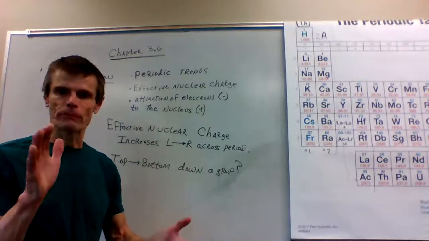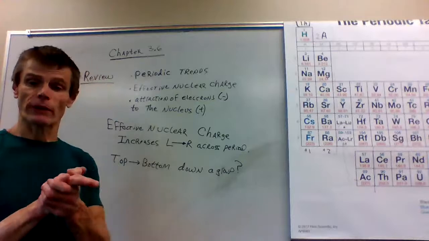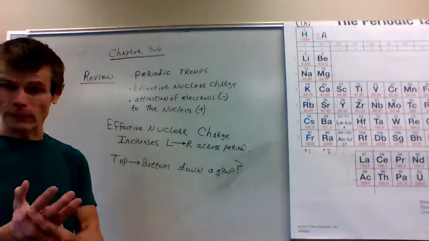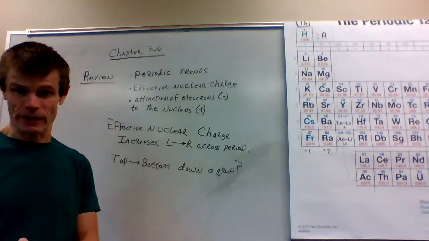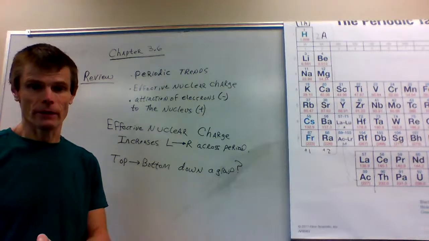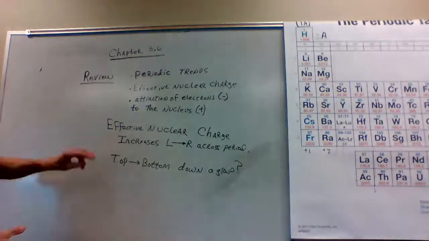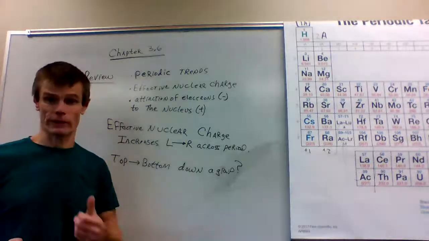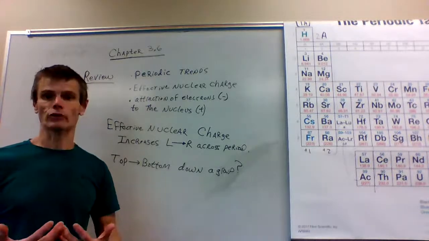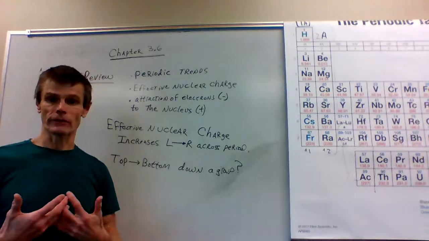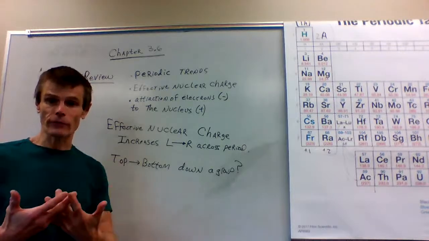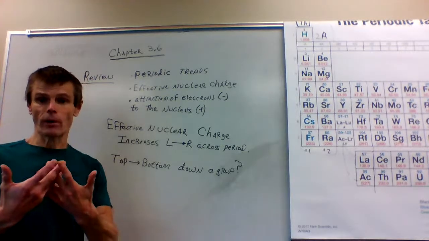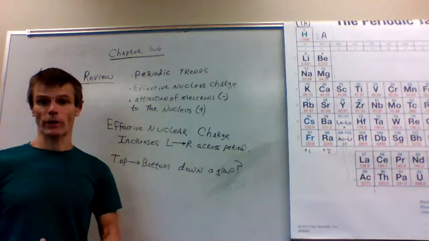Hi, we're going to continue in chapter 3.6 and pick up in 3.7 a little bit later in today's videos. And in chapter 3.6, we're discussing periodic trends. A periodic trend is a trend in the behavior of an element based upon the position of the element in the periodic table.